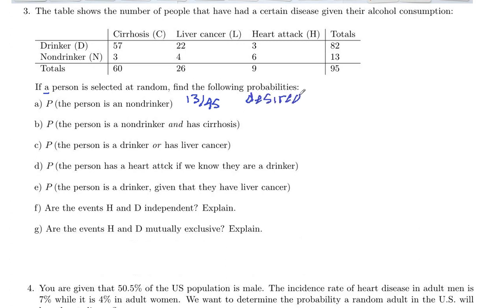Because it's an equally likely sample space. We're selecting one person at random, so it's equally likely that we would select any of those 95 people. A person is a non-drinker and has cirrhosis.